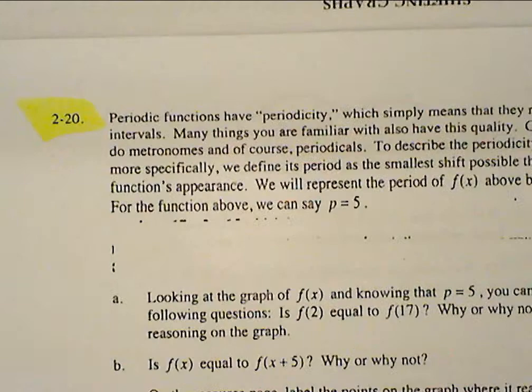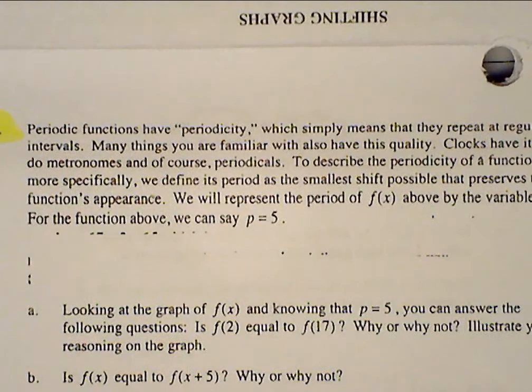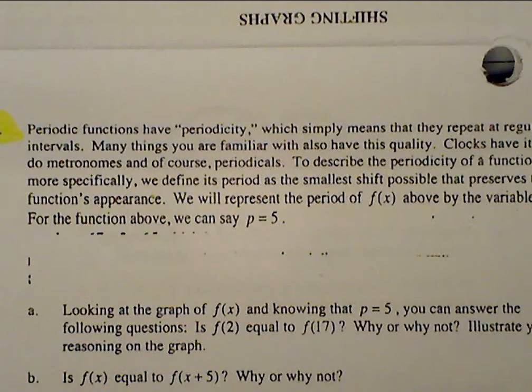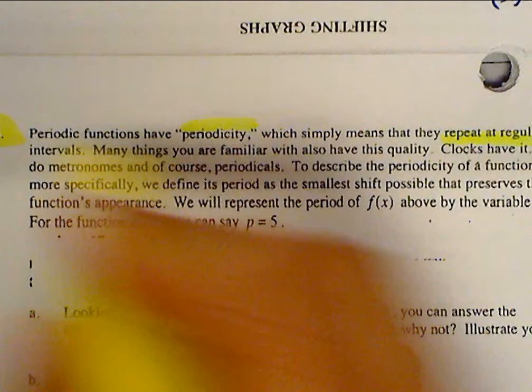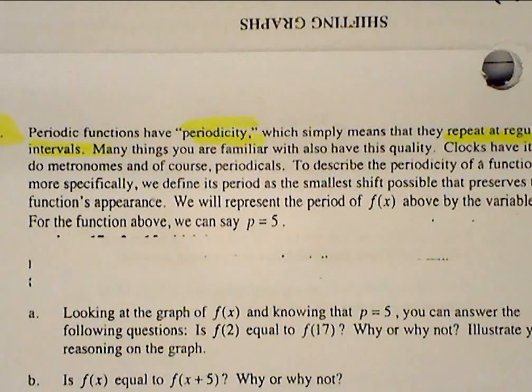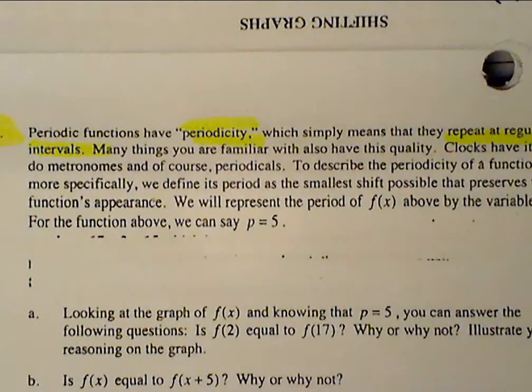Okay, so periodic functions have periodicity, which simply means that they repeat at regular intervals. Okay, so periodicity means to do what? Repeat at regular intervals. Okay, many things you're familiar with also have this quality. Clocks have it, metronomes, periodicals. What's a periodical? Do you guys know what a periodical is? It's a publication that comes out periodically. So like Time magazine, Newsweek, any kind of newspaper, magazine, or journal that comes out, National Geographic, those are all periodicals because they come out every week or every quarter or every month.